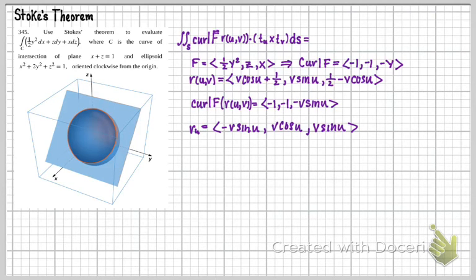Now for the RV, that's going to be cosine U, comma, and sine U for the middle term. And for the last term here, it's going to be negative cosine U.